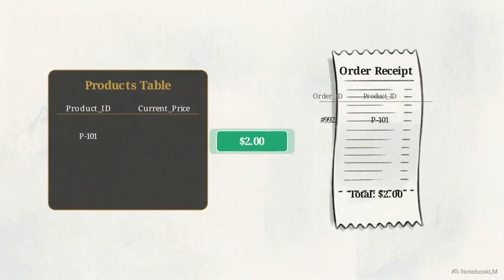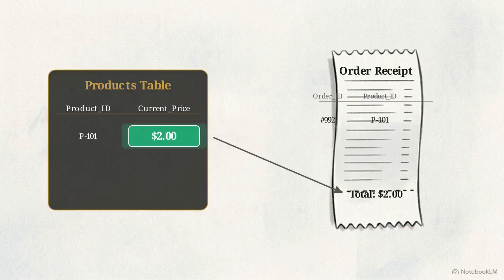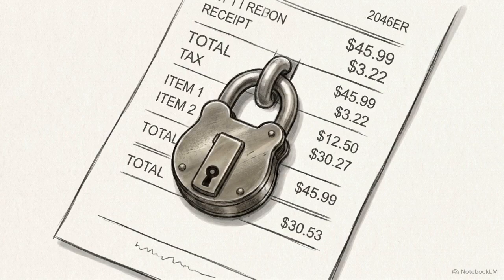This brings us to a specific dilemma, the price. Does the cost belong in the master products table or the order receipt? If it lives in the products table, a price hike tomorrow retroactively alters past receipts, destroying financial records. The price paid must lock into the order record. We have successfully eliminated redundant master data while fiercely protecting the exact financial truth of every historical transaction.